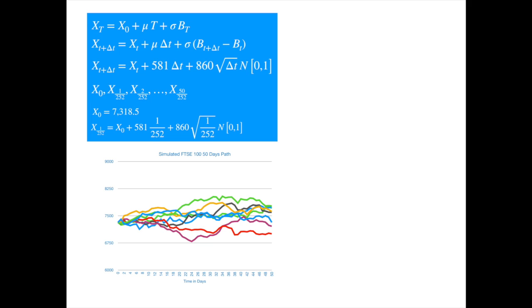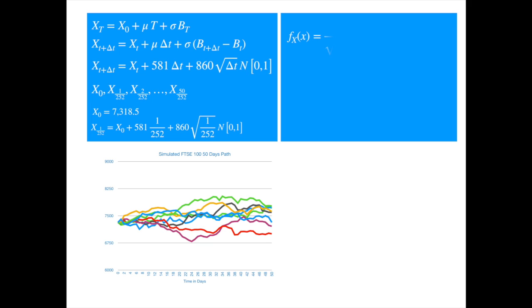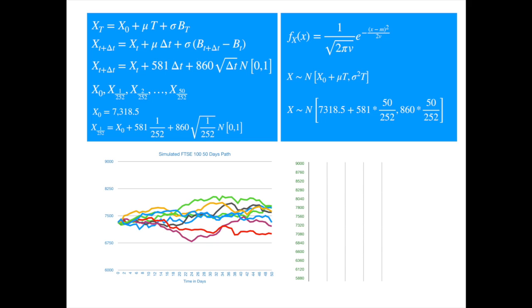That is one way of simulating the process. Recall that the value of the process at any time is normally distributed with mean and variance, depending on the length of time. So we can also generate the probability distribution of the process at any time using the normal distribution density. We do it for the terminal date of our simulation, which is 50 days.